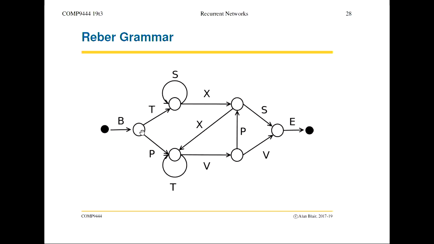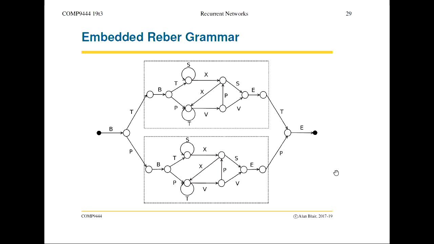So after reading the B, if it's in one of these states, it'll predict T and P with equal probability, or here it'll be T and V. So sometimes it predicts things with equal probability, but when it gets to here, it'll predict the E correctly. Okay, so it can learn this, but then we go to this embedded Reber grammar. Now this is where things get sort of nasty.